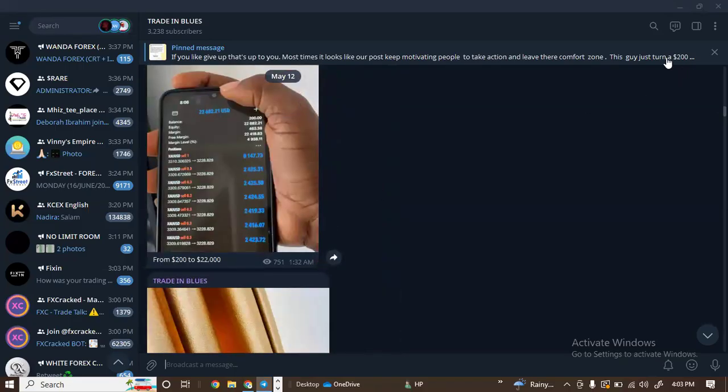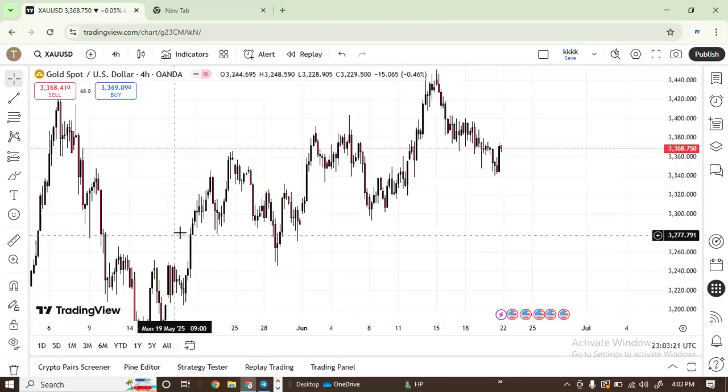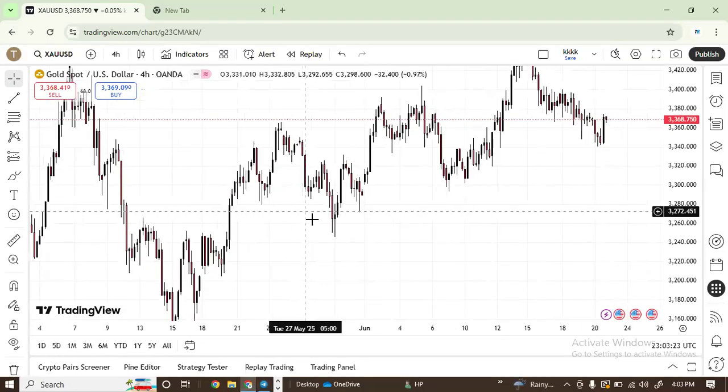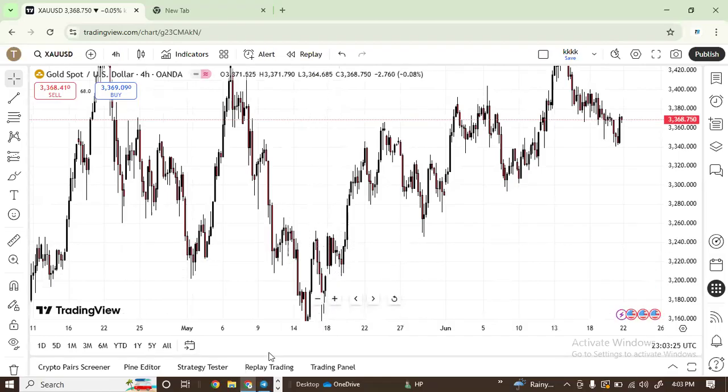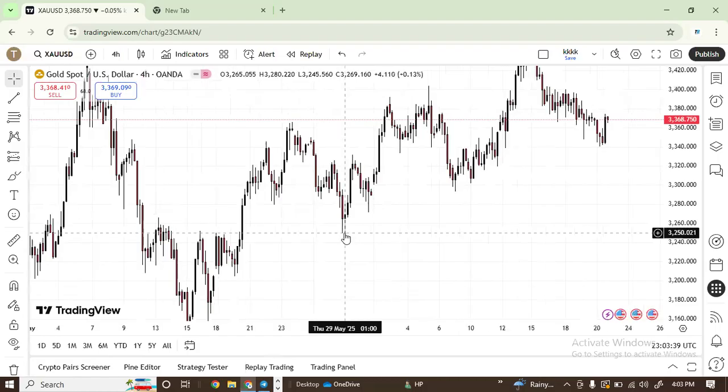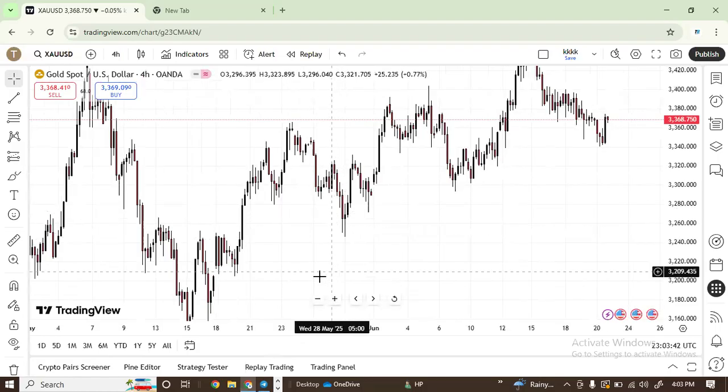So today I'm going to teach you a simple strategy on how you can make money trading the support and resistance zone, a powerful tool that can help you make consistent profits every single day. Every single day you're going to make consistent profit. This is a very powerful support and resistance tool.